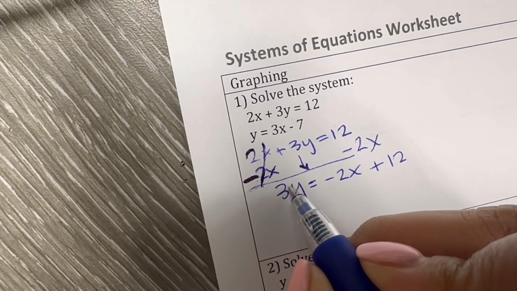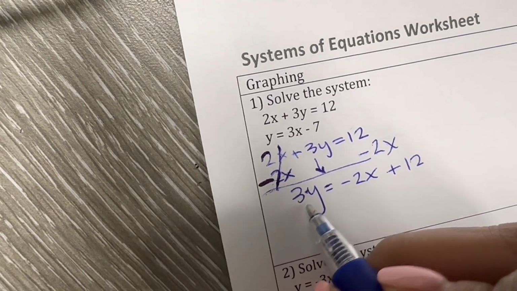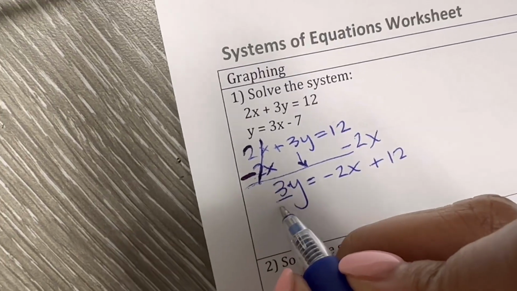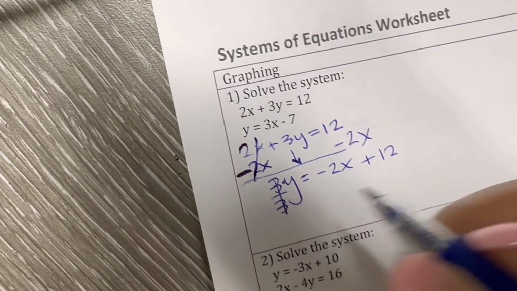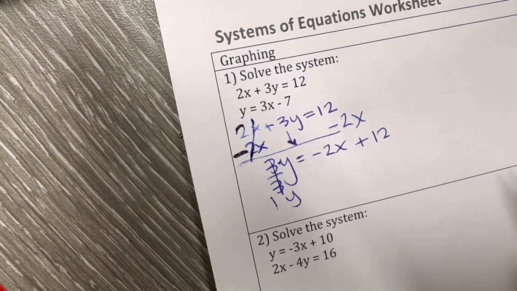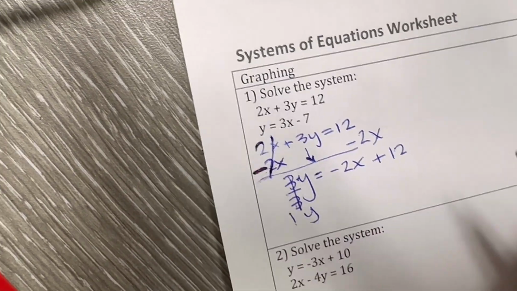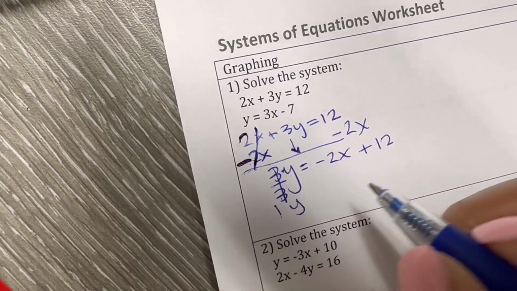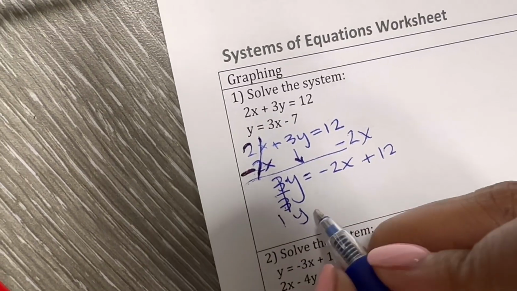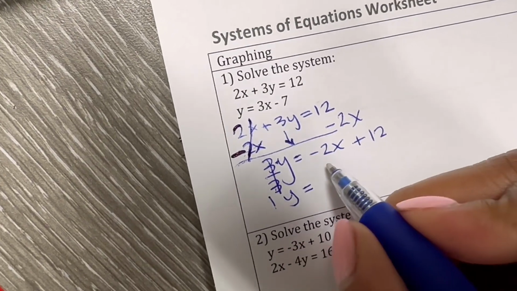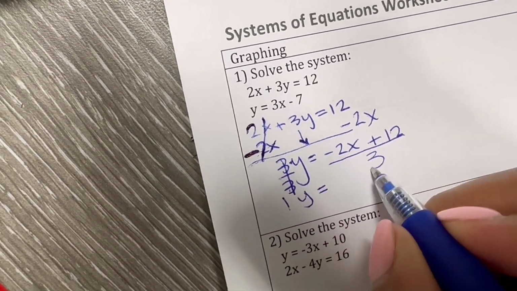3y means 3 multiplied by y, 3 times y. To undo multiplication, you have to divide. 3 divided by 3 is 1y. The whole point is to get y by itself. How else do you write 1y? Just y. If you divide this side by 3, do this side as well.